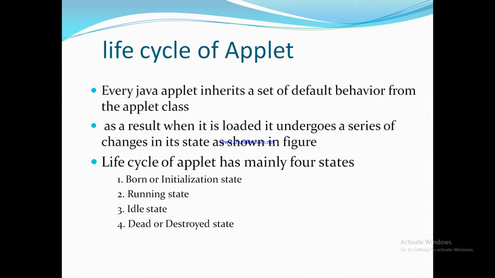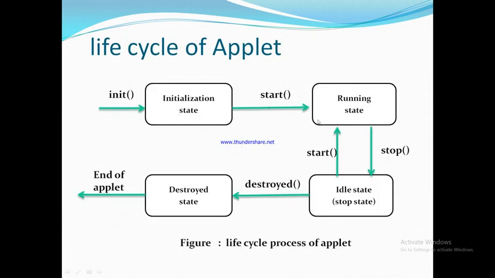First one is the born state. Second is the initialization state. Third is the idle state, and fourth one is the dead or destroyed state. This is the diagram of the life cycle of an applet. First, an applet is initialized. An applet is loaded first, and after loading, it is brought into the initialization state. This is achieved by using the init method of the applet class.